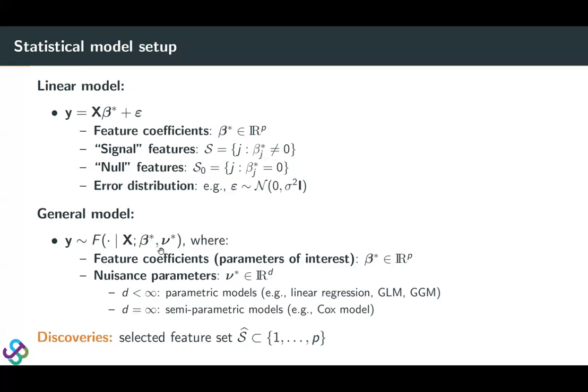So the linear model is an example of a parametric model. Later in our class, we'll talk about the generalized linear model, the GLM, while GGM stands for Gaussian graphical model, which is not part of our class. We can also have the nuisance parameter be infinite-dimensional, like in semi-parametric models. So beta stands for the parametric part, while these infinite nuisance parameters stand for the non-parametric part. Cox regression, if you have heard about it in survival analysis, is an example of a semi-parametric model. Our discoveries will be denoted as a set S star, which is a subset of the P features.